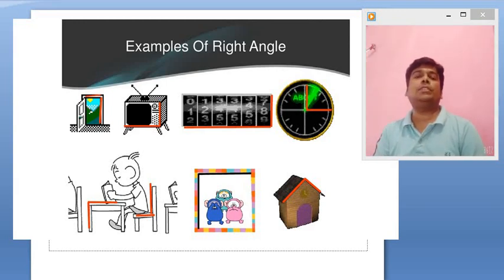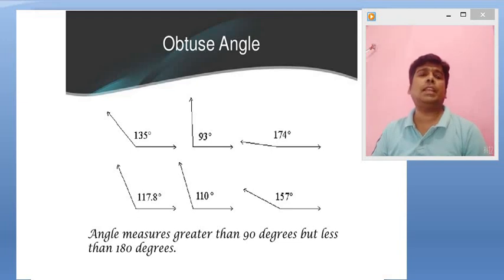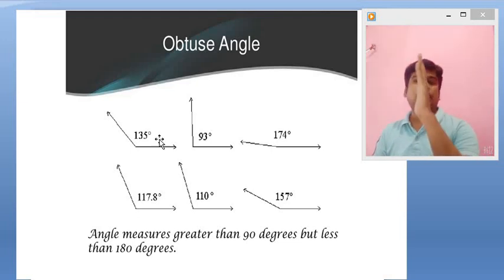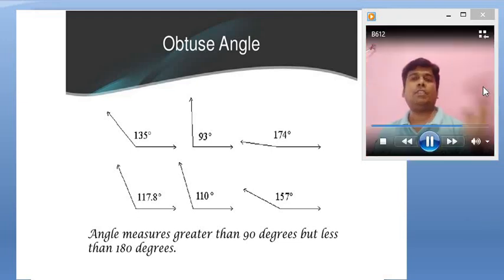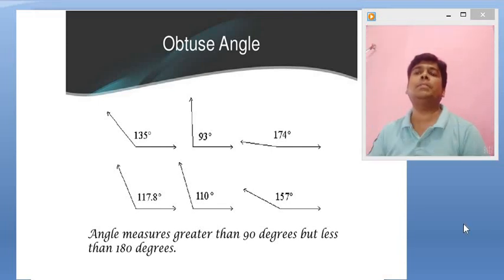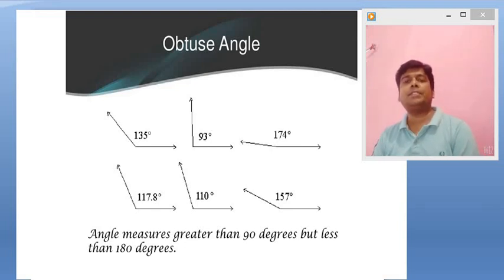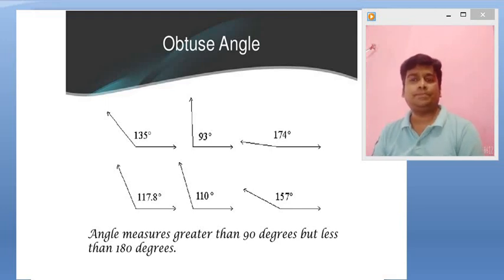Next is obtuse angles. What is obtuse angle? An angle which is more than 90 but less than 180 degrees. Here some examples are given: 135 degrees, 93 degrees, 174 degrees, 117.8 degrees, 110 degrees, 157 degrees. All these are obtuse angles. So angle measure greater than 90 degrees but less than 180 degrees are called obtuse angles.